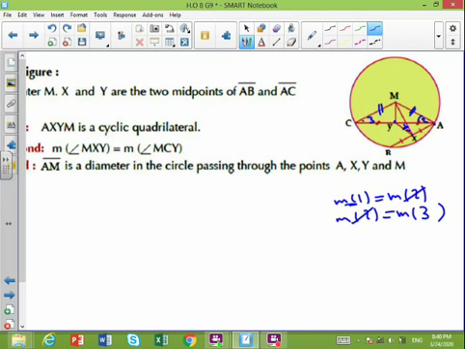Okay? Then at the end, he wants me to prove that AM is a diameter in the circle that's passing through the points AXYM. Why did he say the points? Because we have proved that AXMY is a cyclic quadrilateral, but when he wrote the question, this one was not proved yet. So since we said at the beginning that measure angle MYA is 90, AM is a diameter. If I draw a circle here, and this is 90, so this is the diameter of the circle.